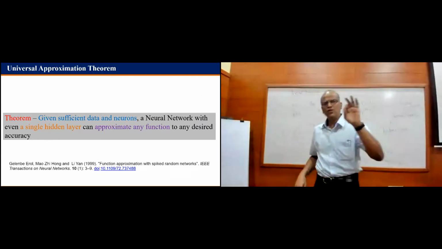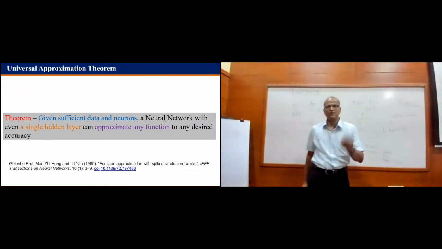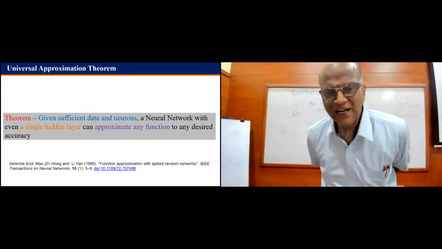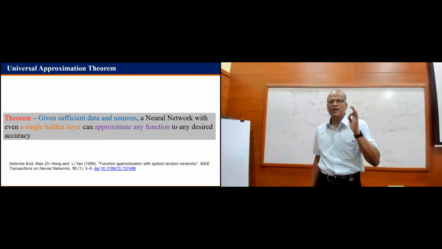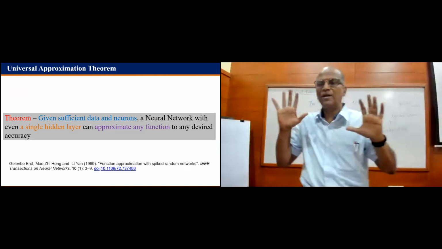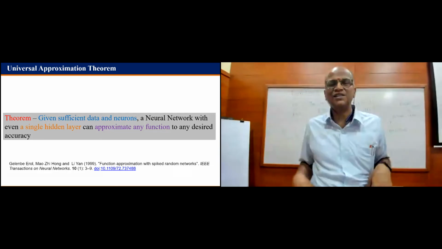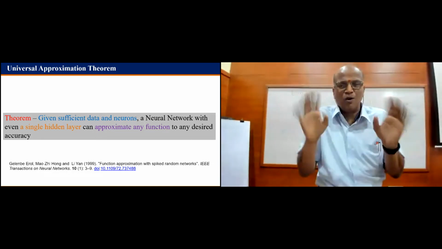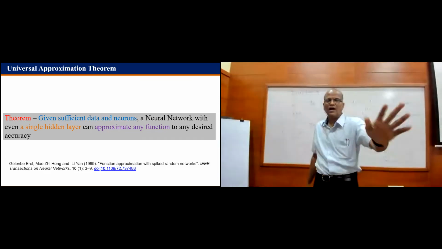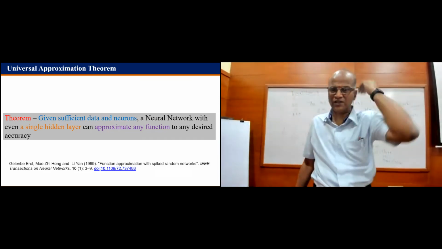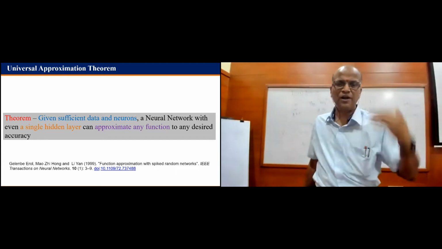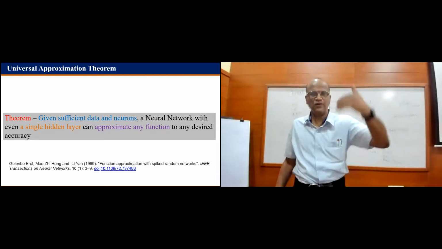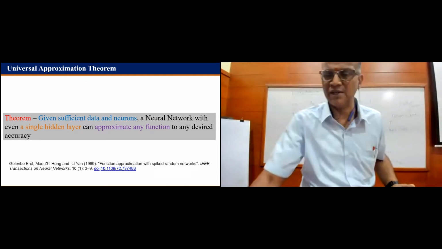All right. There is a universal approximation theorem in machine learning, in neural networks, which says that given sufficient data on neurons, a neural network with even a single hidden layer can approximate any function to any desired accuracy. But the big question mark there is, given sufficient data on neurons, what do you mean by sufficient data? That may vary from problem to problem, but this is a well-cited paper in IEEE Transactions on Neural Networks. These guys were the first to start out with it. It appeared in 1999. If somebody wants to go deeper into this, please take a look at this reference where they first proposed the universal approximation theorem.